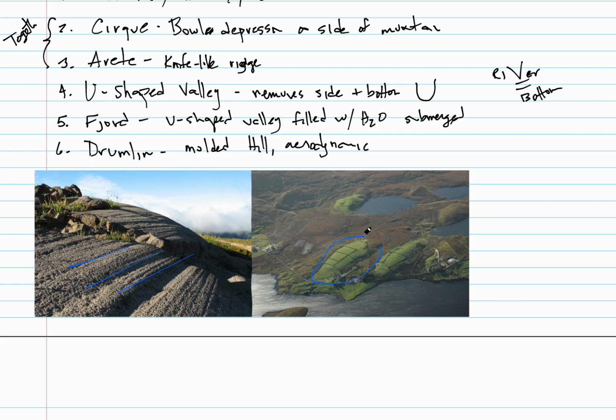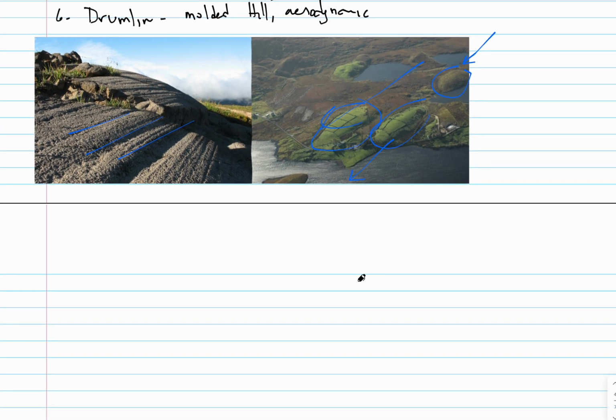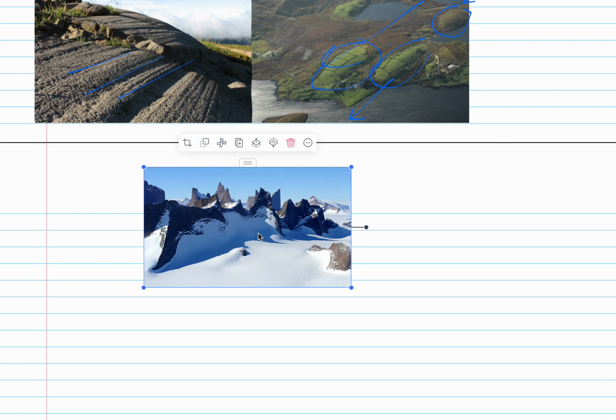And here, these features are hills, but they've been molded into these aerodynamic shapes by ice flowing over them, maybe like in this direction. All right, that's a drumlin. All right, next picture. What do we got here?